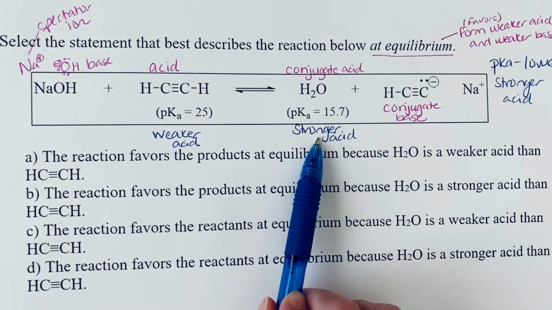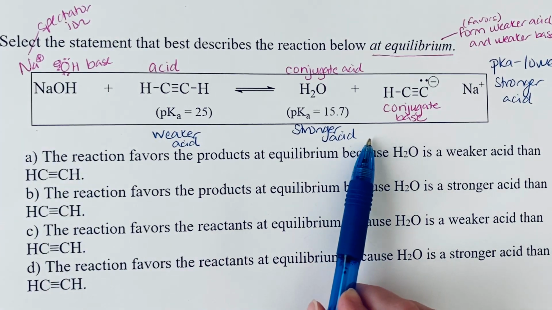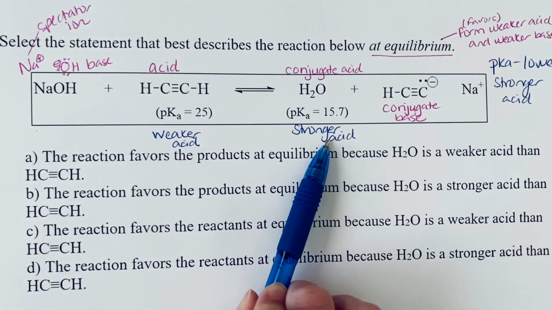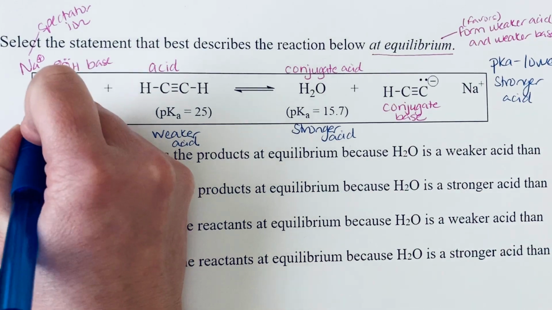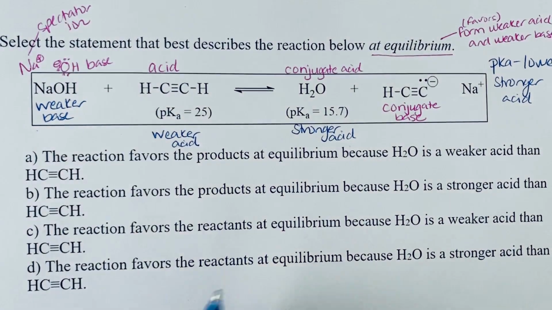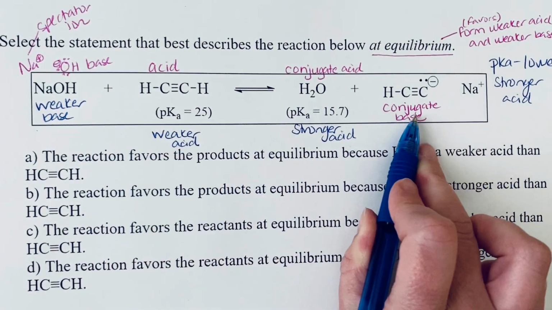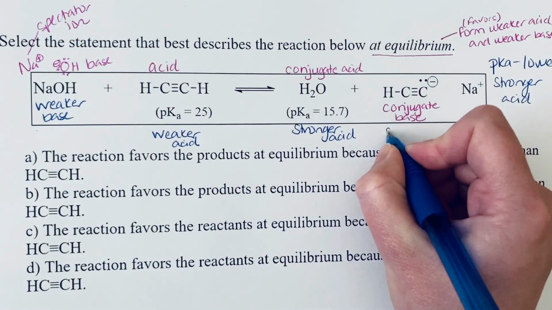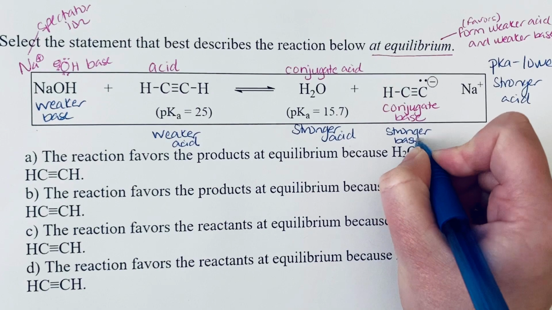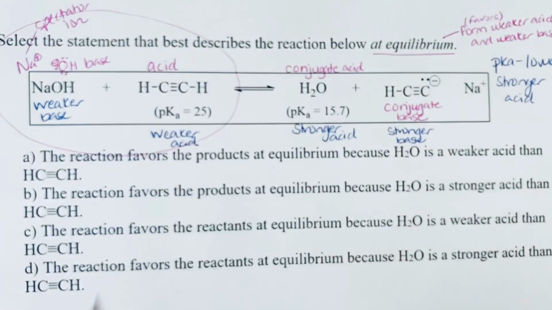So the stronger the acid, the weaker its conjugate base. So that's why your weaker acid and weaker base are always going to be on the same side. So if you've found your stronger acid, its conjugate base is the weaker base. And the opposite relationship also holds true. When you find your weaker acid, its conjugate base must therefore be the stronger base. So the side of equilibrium that's going to be favored is definitely this reactant side.